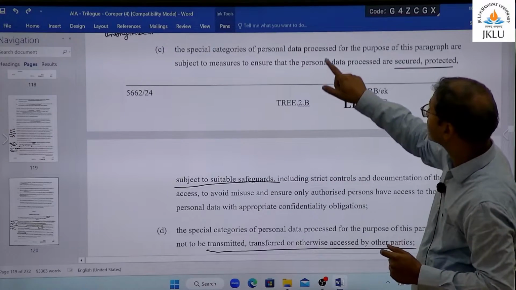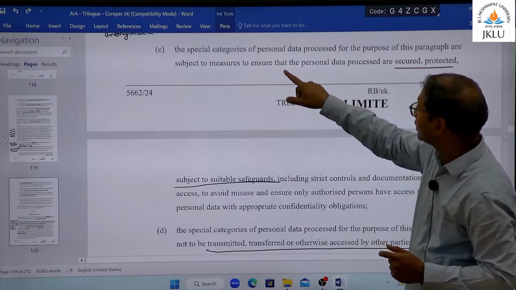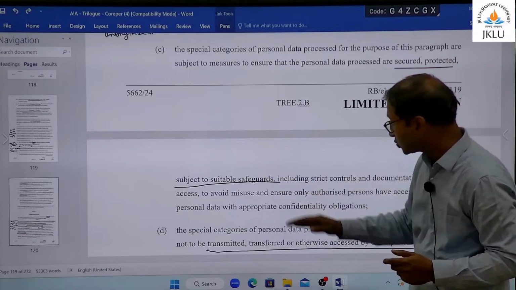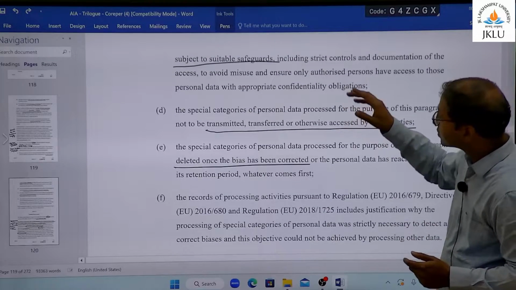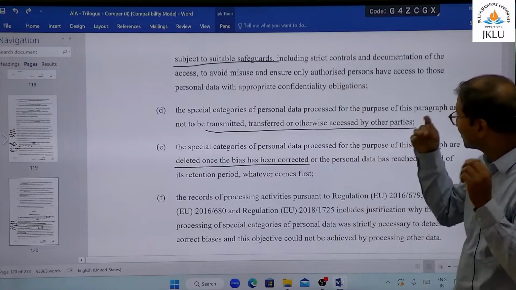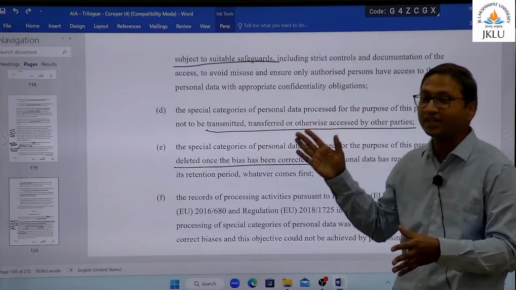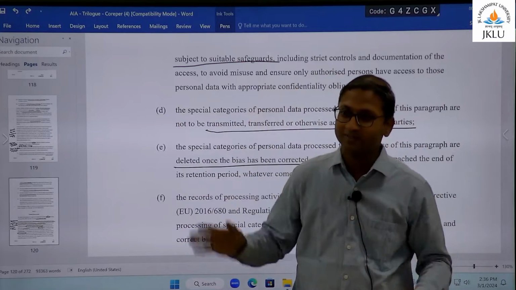Special categories of personal data processed for the purpose of this paragraph are subject to measures to ensure that the personal data processed are secured, protected, subject to suitable safeguards, including strict controls and documentation of the access to avoid misuse, to ensure only authorized persons have access to those personal data with appropriate confidentiality obligations. Security courses are over with this, okay?